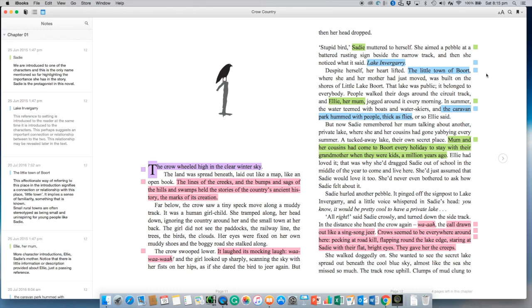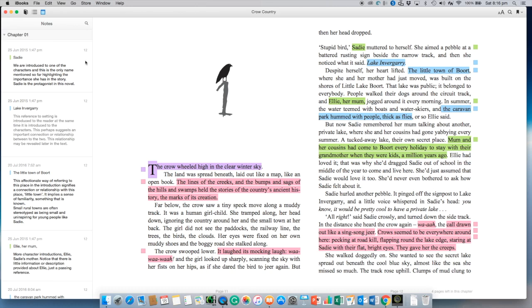Later in this chapter, we are introduced to Sadie, and she is our protagonist. And her first words in the text are, "Stupid bird," Sadie muttered to herself. She aimed a pebble at the battered, rusting sign beside the narrow track, and then she noticed what it said, Lake Invergarry. So we're getting introductions to both people and place at the same time here.